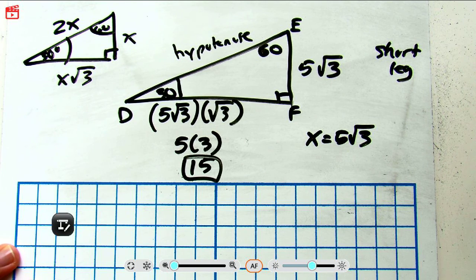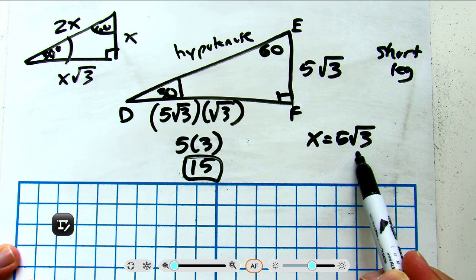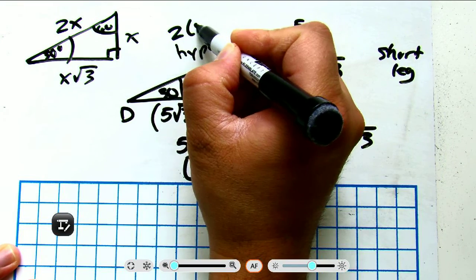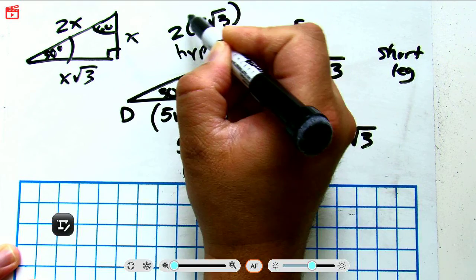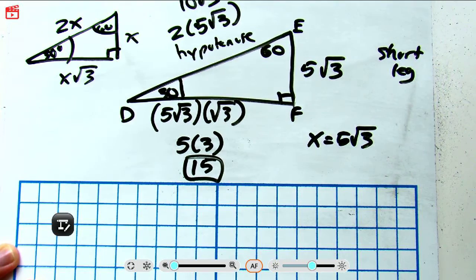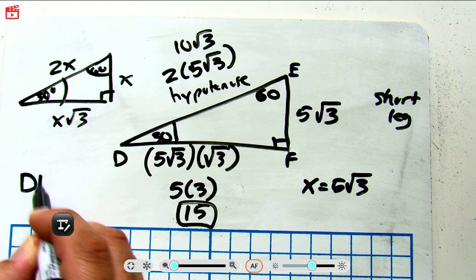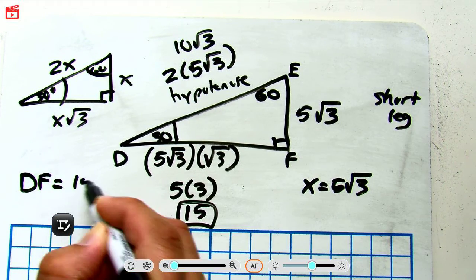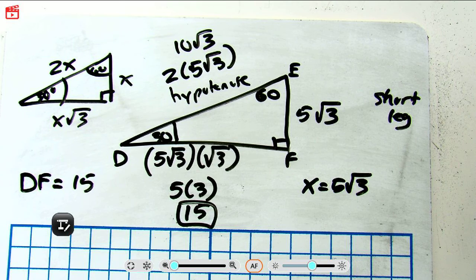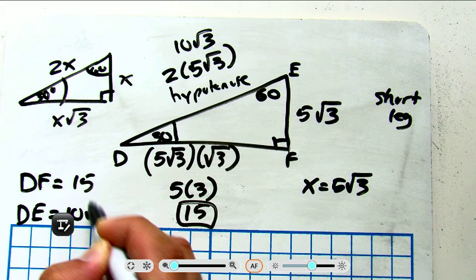Now my hypotenuse, so if I use 2 times x, so 2 times 5 square root 3, I would get 10 square root 3. So to wrap this up, DF is equal to 15. DE is equal to 10 square root 3.